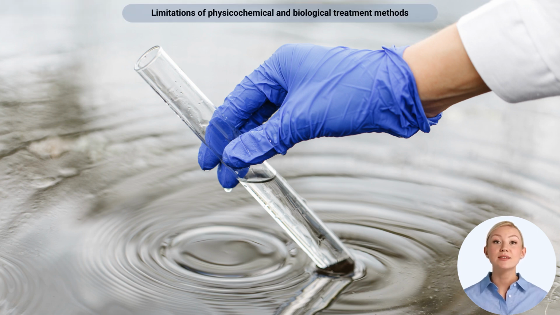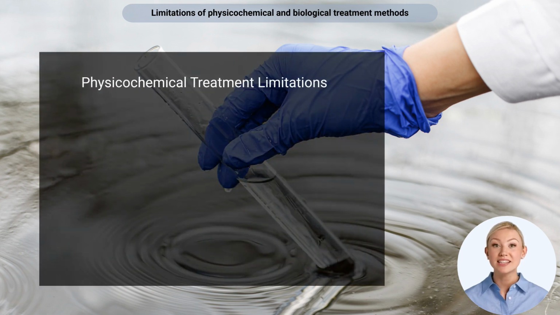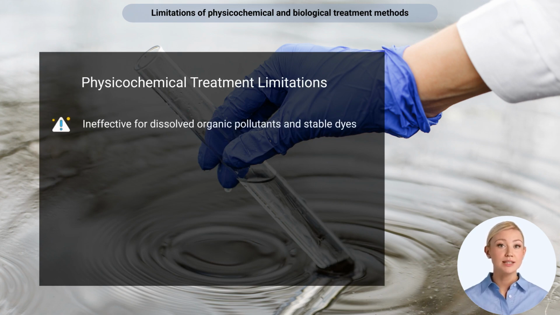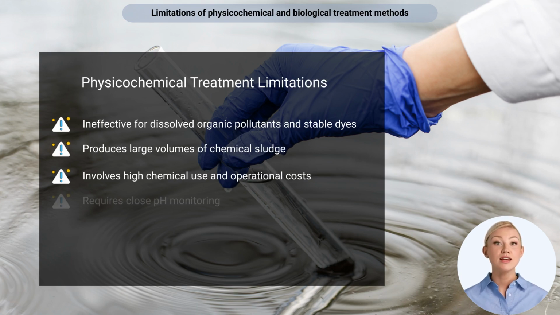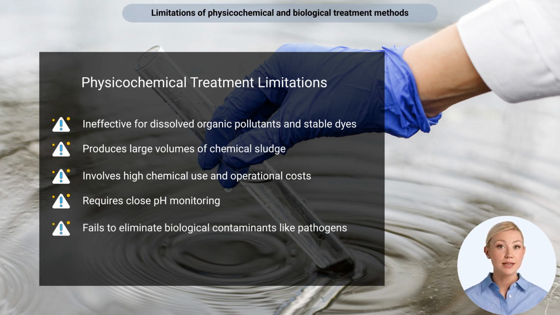Let's now explore the limitations of physicochemical and biological treatment methods in handling textile wastewater. Despite being effective for removing suspended solids, physicochemical treatment has drawbacks. Ineffective for dissolved organic pollutants and stable dyes. Produces large volumes of chemical sludge. Involves high chemical use and operational costs. Requires close pH monitoring. Fails to eliminate biological contaminants like pathogens.